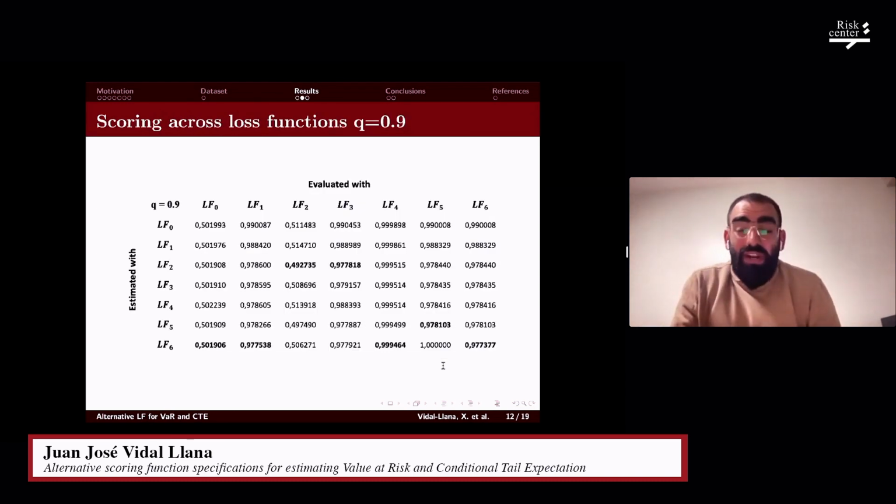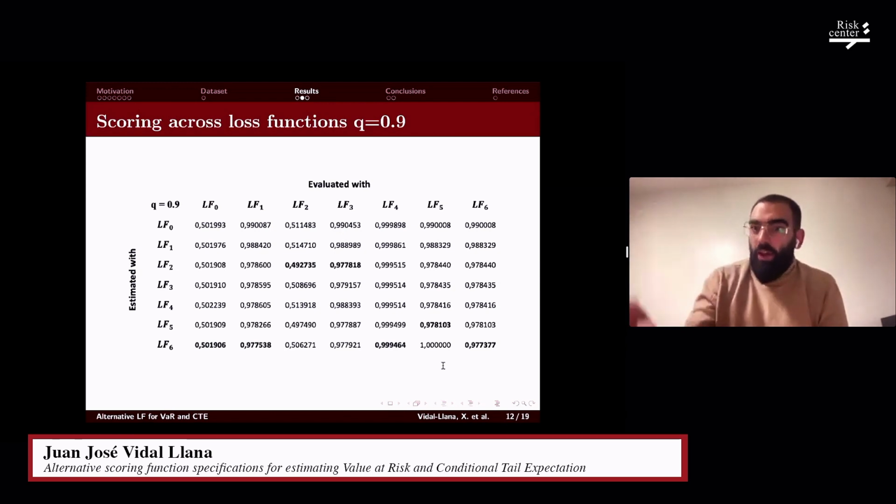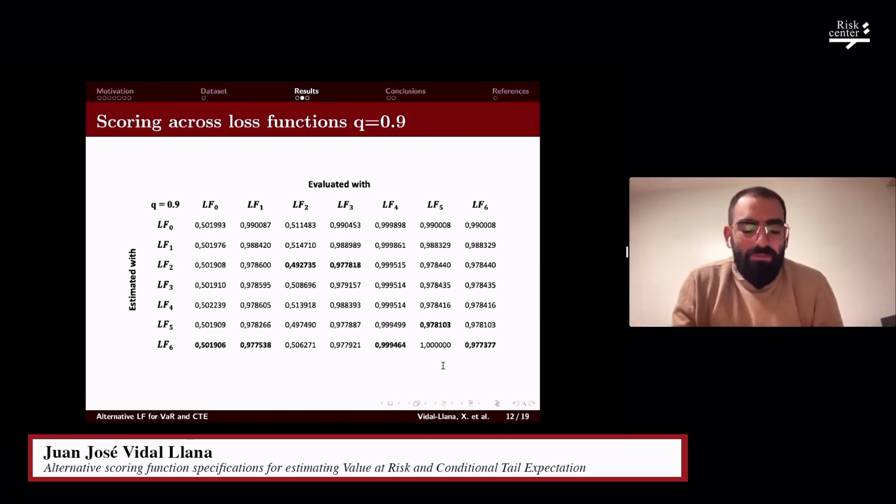But we cannot rely only on the computational time, right? What we thought was a nice way of visualizing this is that we have a lot of scoring functions. Why not evaluate all the predictions with all those scoring functions, using them as optimizers and evaluating with all the scoring functions? This is what we have here. So for the quantile level 0.9, in each row we have the loss function that we have used to predict, and in the column the loss function that we have used to evaluate the predictions for the model.